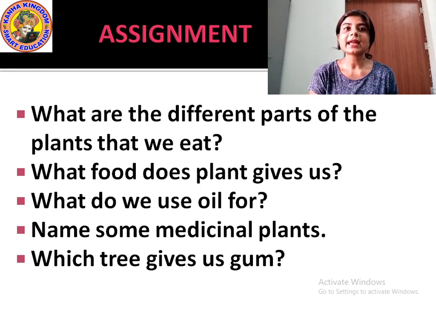Then, name some medicinal plants. Some medicinal plants are neem, tulsi, clove, turmeric and brahmi. Then, which tree gives us gum? What is the name of the tree that gives us gum? That is the kikar tree, K-I-K-A-R. The kikar tree gives us gum.